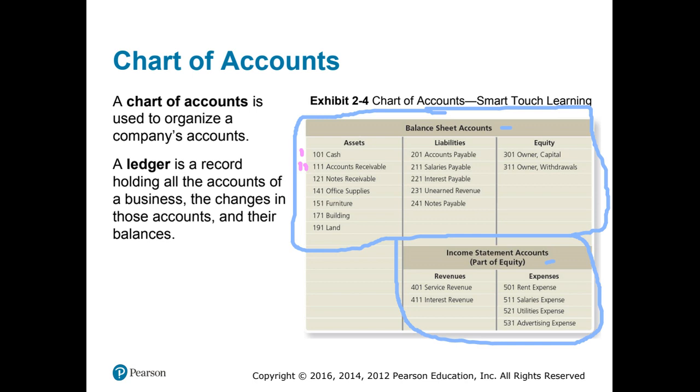Capital is just what the owner puts into the account, the owner's portion of the business. Owner withdrawals, what the owner takes out. When they take cash out of the business, that'll be shown in the owner withdrawal account. And then for the income statement accounts, we have revenues and expenses. And under our revenues, we have service revenue and interest revenue. And then under expenses, we have rent expense, salaries expense, utilities expense, and advertising expense.